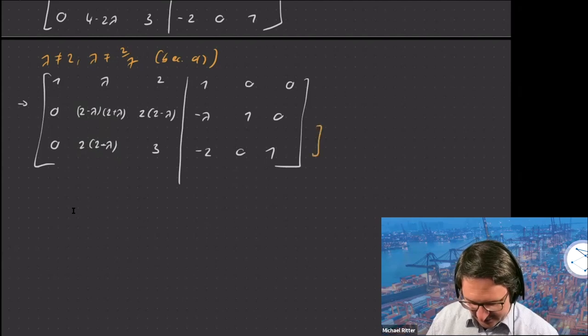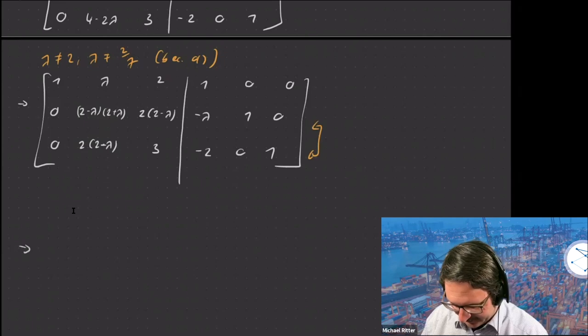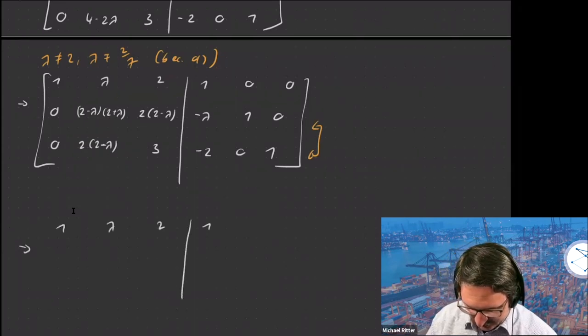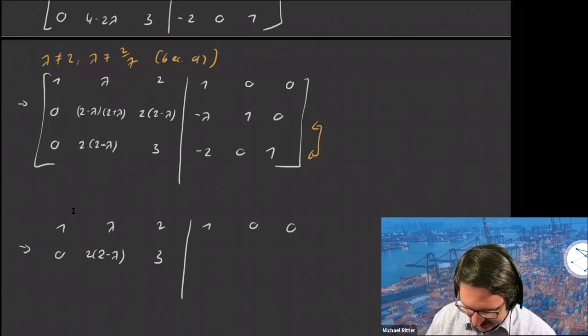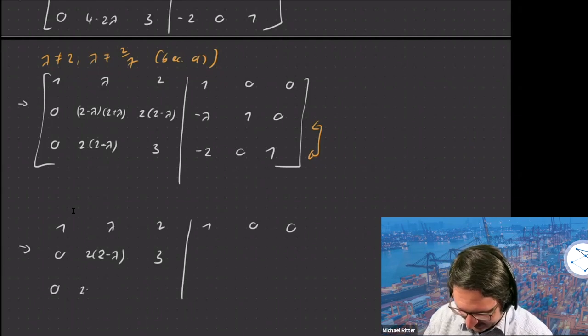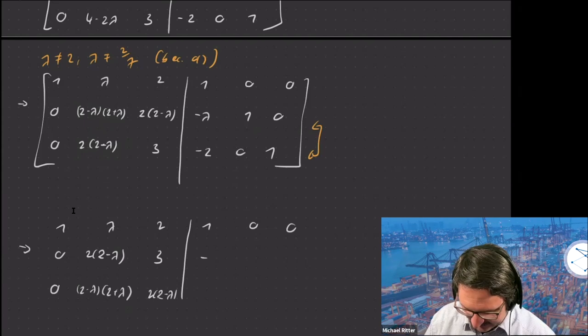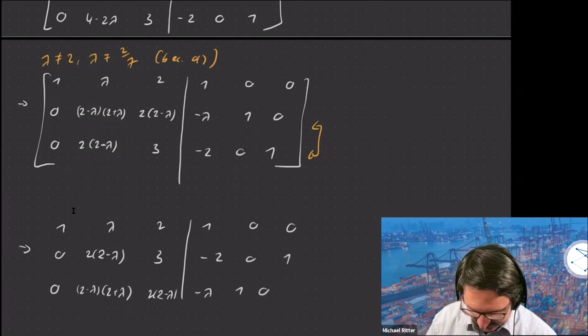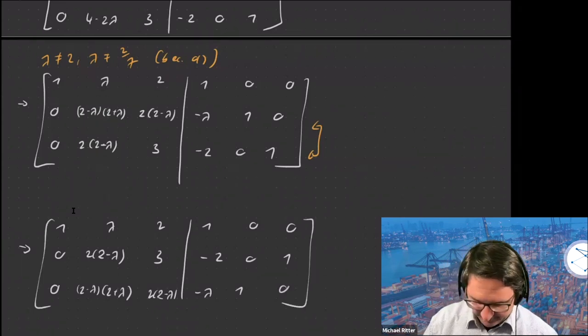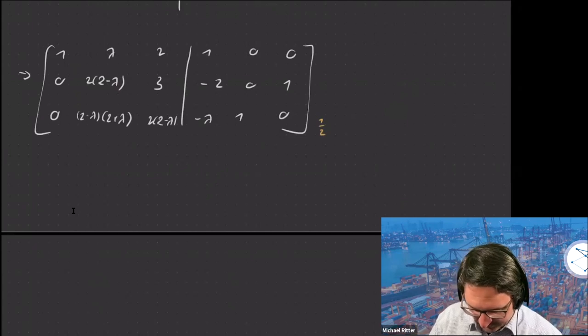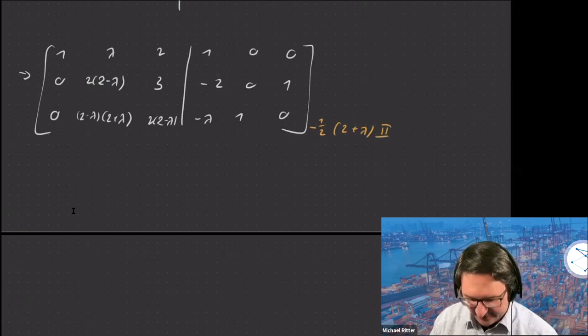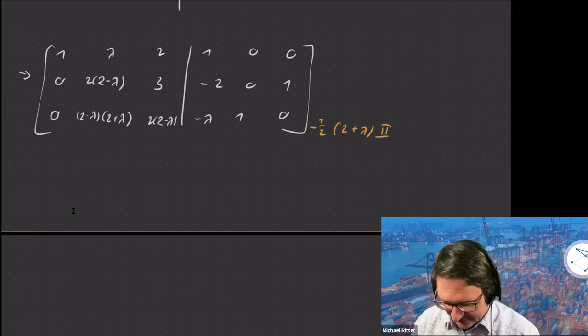So the next step we do is we exchange those two rows to get the pivot in the right place. So 1, lambda, 2. Copy the first row, then get this row here into the second place and this row here into the third place. 2 minus lambda. And here we have minus 2, 0, 1 and minus lambda, 1, 0. Okay, so now we take 1 over 2 times 2 plus lambda, the second row, and subtract it from the third one. And that should yield a 0 here.